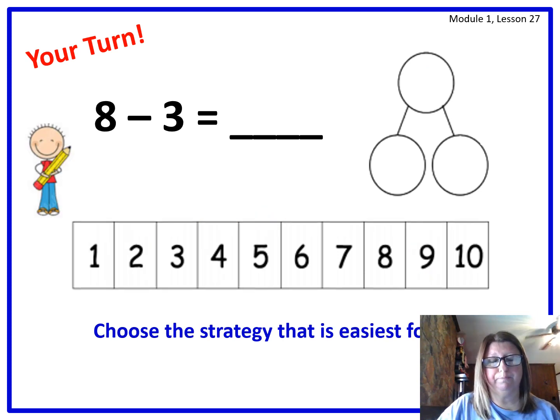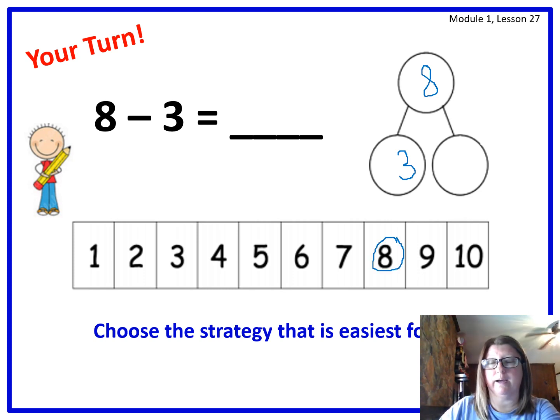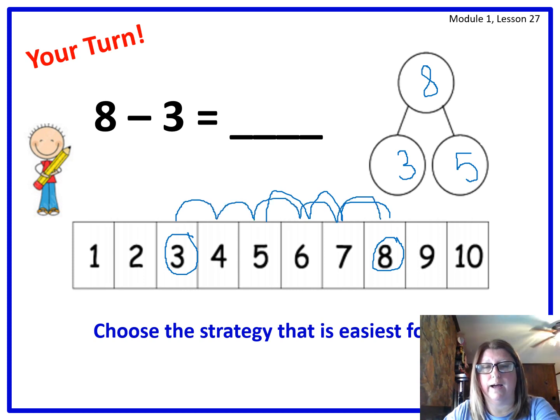8 minus 3. So 8 is my total, 3 is my part. So I'm going to circle 8, and I'm going to try the counting back first. So I'm going to go 1, 2, 3. And my answer is 5. And that didn't take very long. So now let's try the counting on strategy. I have 3 as my part. I'm going to go up to my total, which is 8. So 1, 2, 3, 4, 5. So the counting back strategy actually worked a little bit faster on that one.